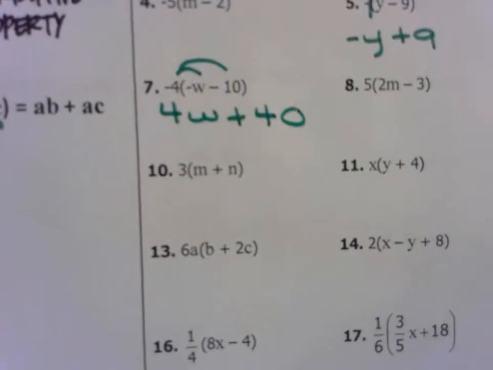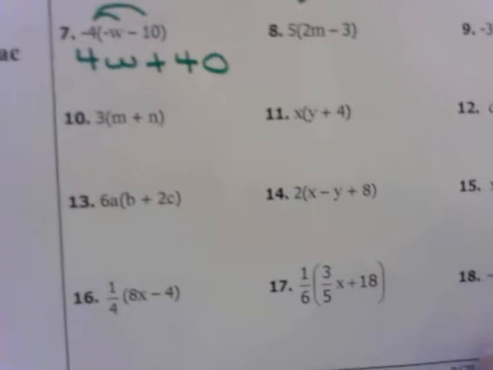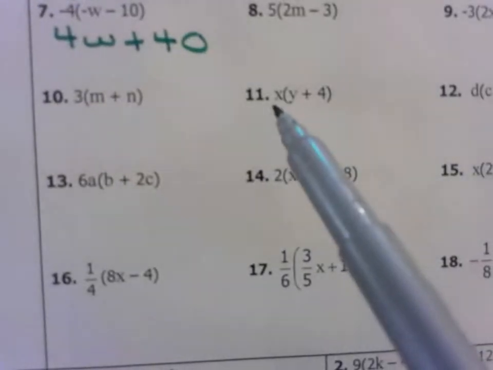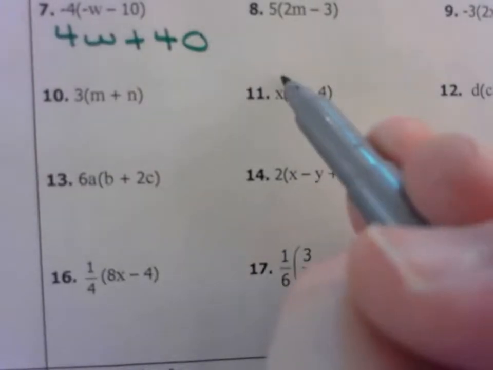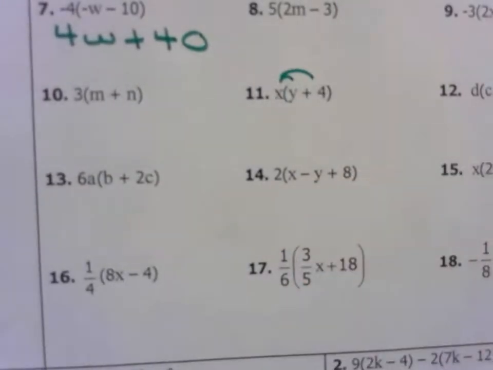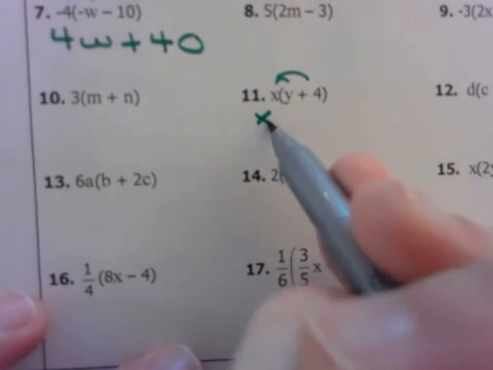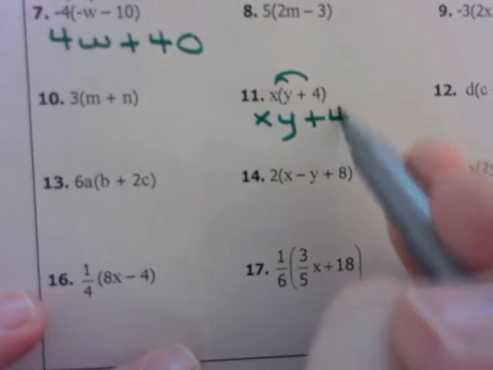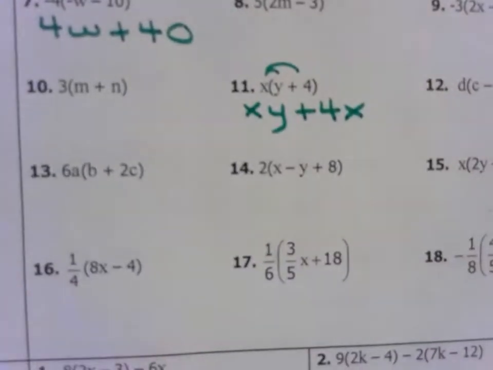Let's look at 11. Now, instead of having a number out front, a constant, I have an x, the variable. You do the same thing. So I'm going to take x and distribute it. What is x times y? XY. Okay. And what is x times 4? 4x. Yep, you normally put your number first, so 4x.